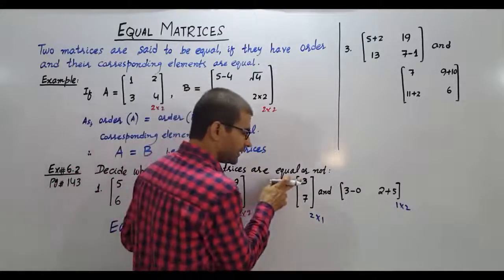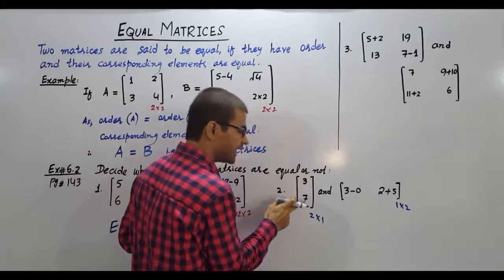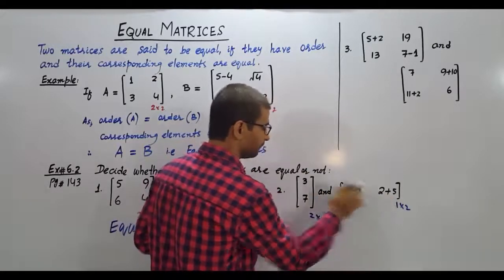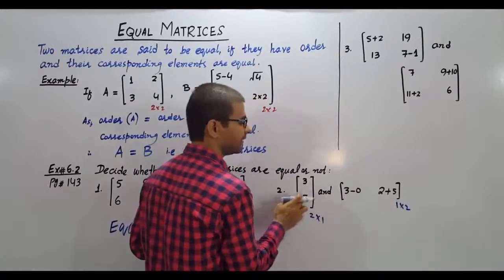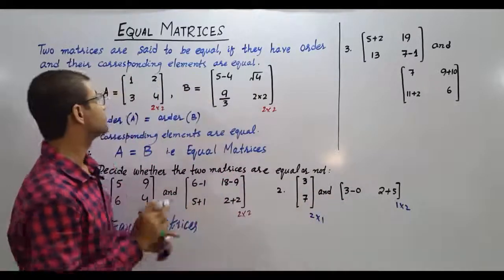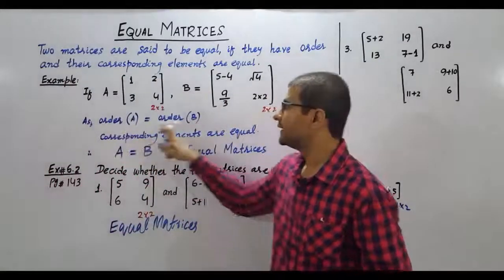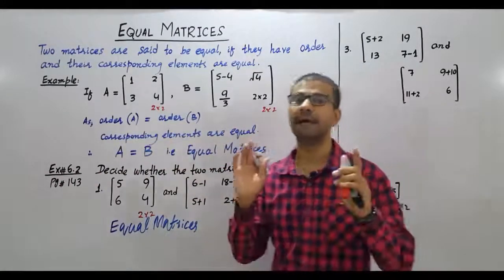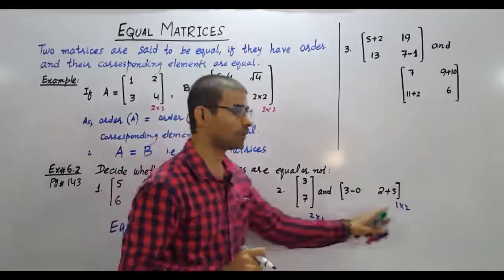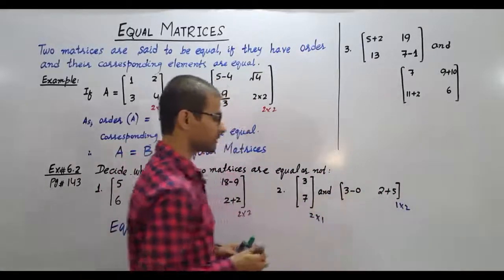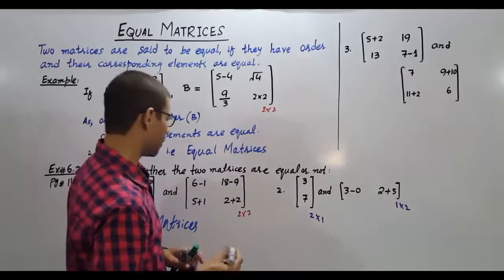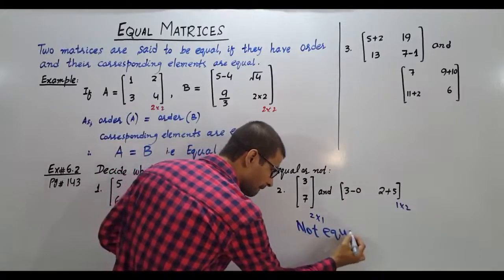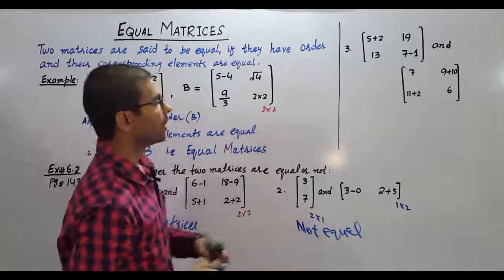Now observe, in the first matrix we have 3 and 7, and in the second matrix we also have 3 and 2 plus 5, which is 7. The elements are the same, but first observe the order. If the order is not equal, then there is no need to observe the corresponding elements. Just first observe the order. As the orders of both matrices are not the same, they are not equal.